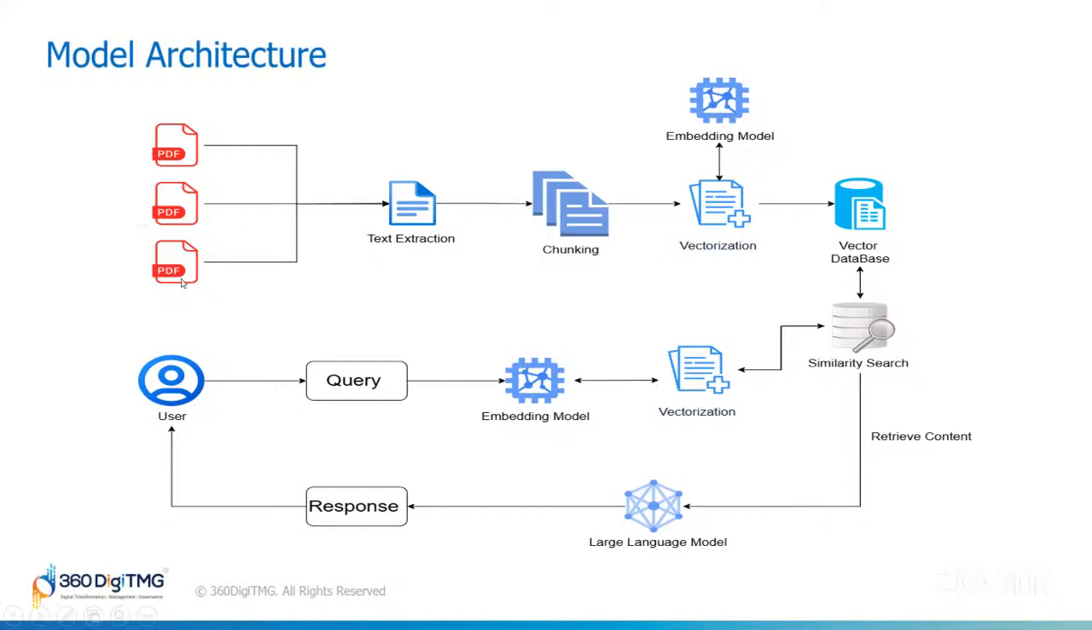Once these PDFs are fed into our chatbot application, the next step is text extraction. Here we extract the text from the PDFs by using a PDF reader, such as PyPDF2, PDFPlumber, or UnstructuredPDF. In our model, we have used UnstructuredPDF to extract the text from the PDF.